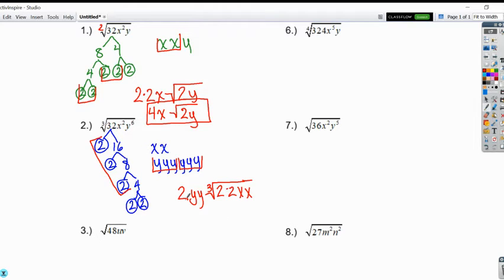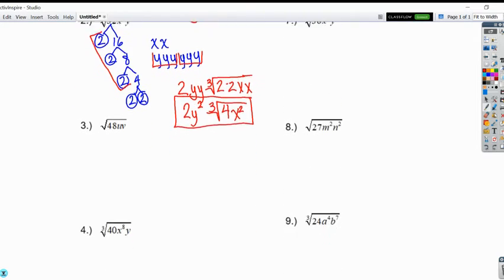So we multiply together what we have outside. 2y, that can be rewritten as 2y squared. And then your cube root of, well, what's underneath? 2 times 2 is 4, and x times x is x squared. So you're talking 4x squared underneath of that cube root. 2y squared times the cube root of 4x squared is our simplified form here.